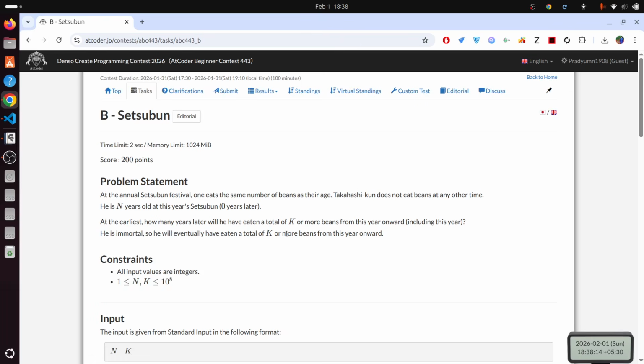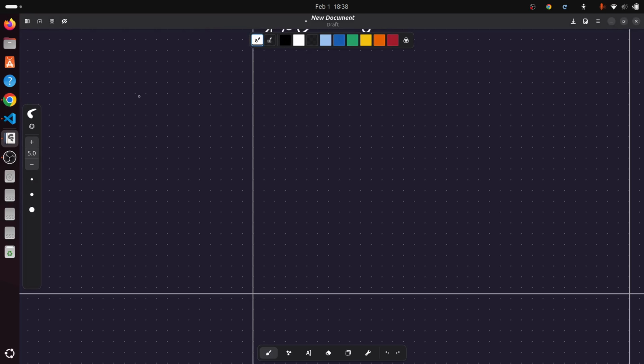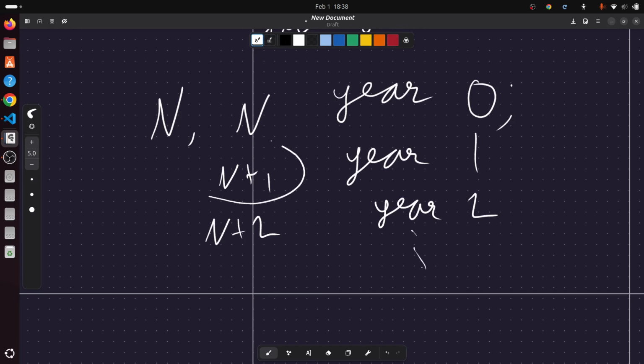So what they are saying is that currently our age is n, and it is the year 0 right now, and we are at a festival. So whenever someone is at a festival, they eat beans equal to their age. So in year 0 we'll eat n beans, in year 1 we'll eat n plus 1 beans, in year 2 we'll eat n plus 2 beans, and so on, because after 1 year we'll be of n plus 1 age, after 2 years we'll be of n plus 2 age, right?